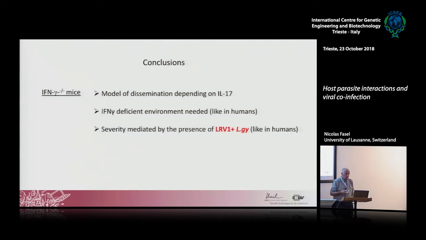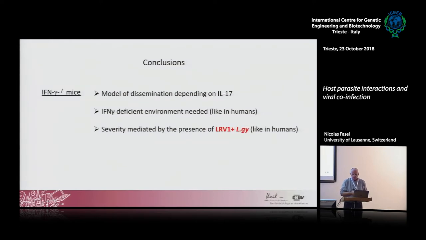So in conclusion, we have a model of dissemination. It depends on interleukin 17. We work in a model where we have low level or no interferon gamma, so probably to have dissemination, you need low interferon gamma. And that's what we observed. It's like in humans: the first data that we obtained were in humans, then we confirmed in the mouse studies. And the severity is mediated by the presence of LRV plus in Guyanensis, like in humans.